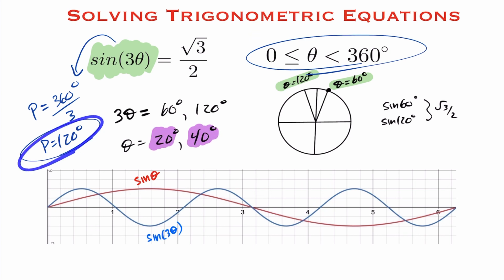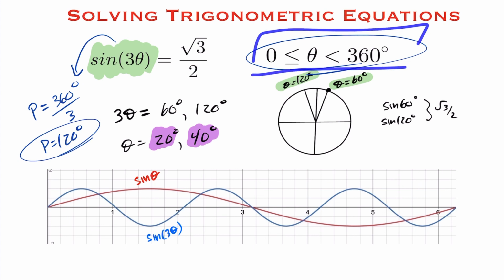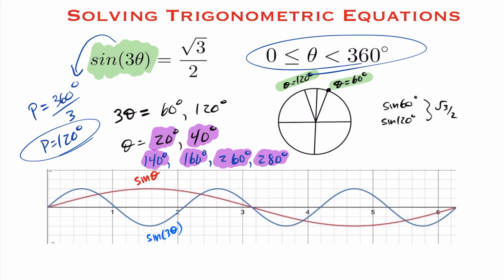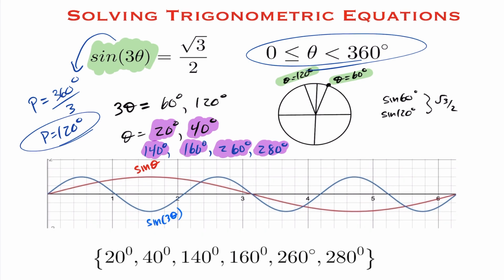We'll keep adding the period of the function until we use up our entire domain, until we're greater than 360 degrees. So adding 120 degrees to these values gives us the following. Going ahead and adding the 120 to the 20 and 40 degrees, I get 140 degrees, 160 degrees, 260 degrees, and 280 degrees. Again, I added 120 again to these values, and if I do it a third time, we're going to be outside of the domain here, so we stop. So the solution set is as follows. We end up getting here 20 degrees, 40 degrees, 140, 160, 260, and 280.